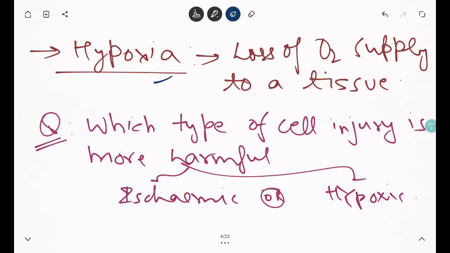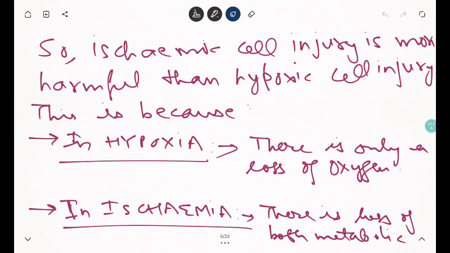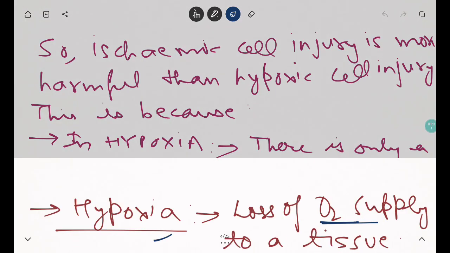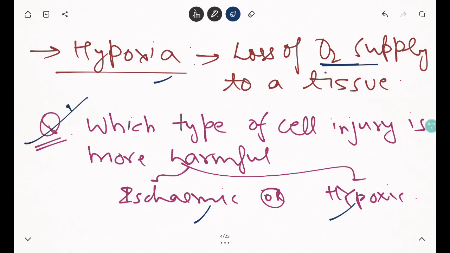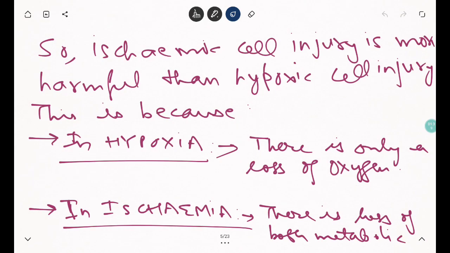And what is hypoxia? Hypoxia is the loss of oxygen supply to a tissue. Simple. Now the question may arise, which type of cell injury is more harmful, ischemic or hypoxic? This is an important question. Ischemic cell injury is more harmful than hypoxic cell injury because in hypoxia there is only a loss of oxygen.